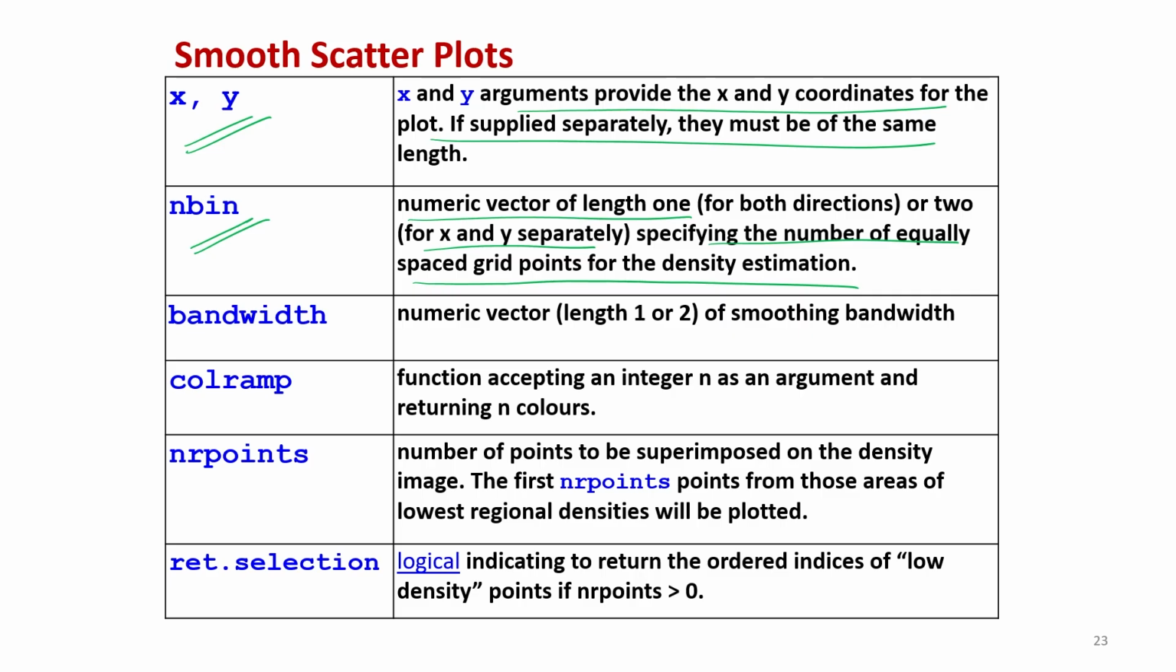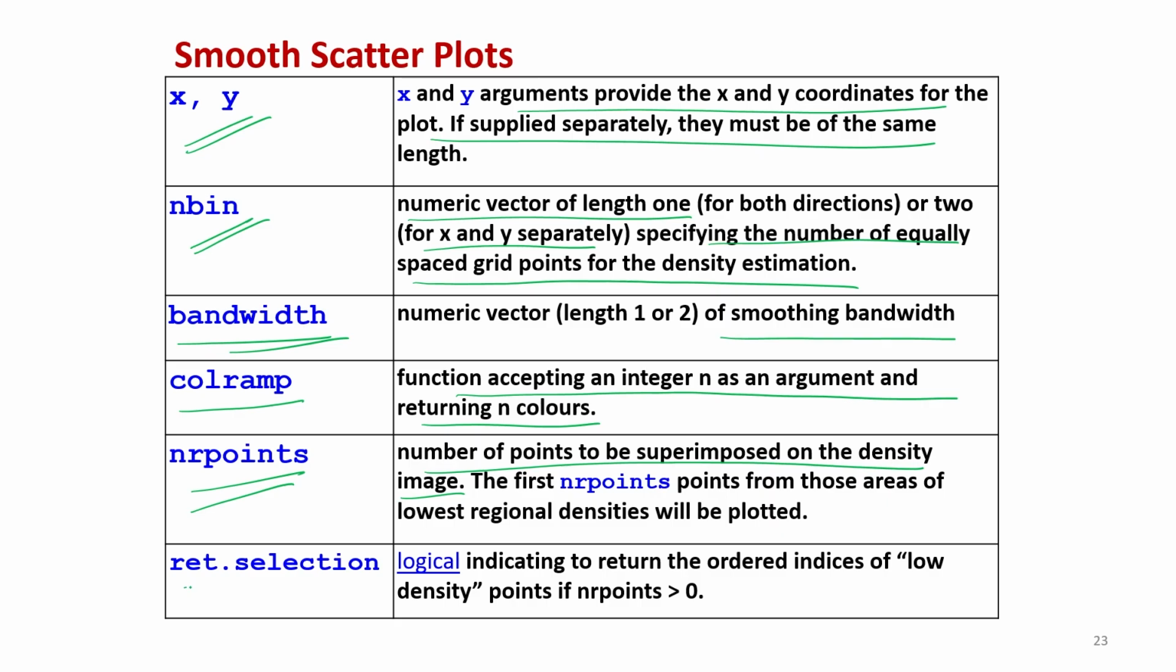If you remember, when we did the density plot, I had briefly told you about kernel density estimators, on which we try to do the kernel density estimation. Similarly, bandwidth is a smoothing parameter to control the bandwidth of the bins. Then colramp is a function accepting an integer n as an argument and returning n colors. Similarly, nrpoints is the number of points to be superimposed on the density image.